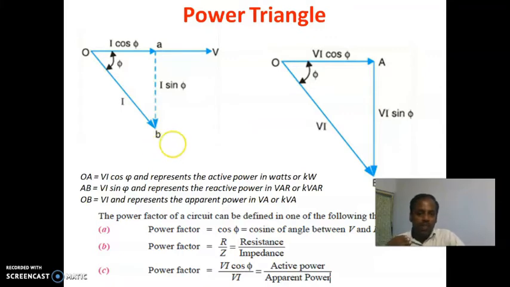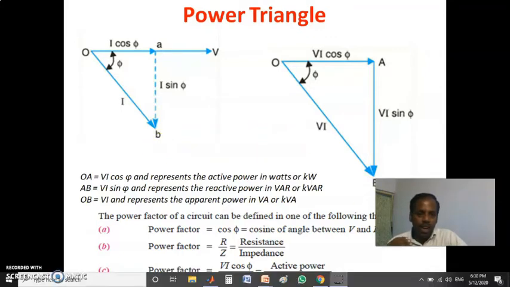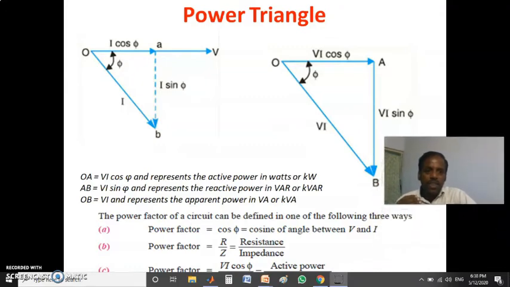If you take a simple RLC circuit, the power factor is defined in three ways. First, the cosine of the angle between V and I. Another is resistance by impedance. The impedance involves R plus jX. X is the reactance. X has two components, inductive reactance and capacitive reactance. Inductive reactance is positive, capacitive reactance is negative.